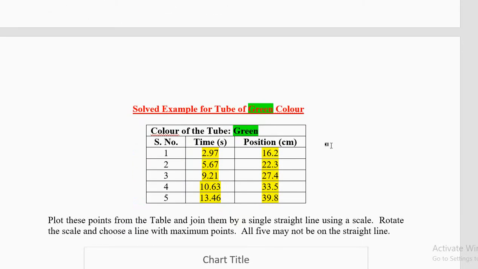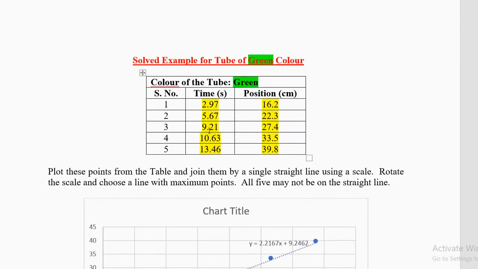Now let's look at a second example. The second example, the color is green. Again, you have 5 times and it need not start at 2.97 seconds. It can start even at 1 second or half second. With the help of your stopwatch, you are going to measure.